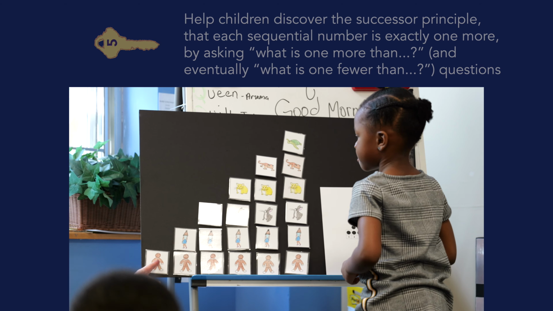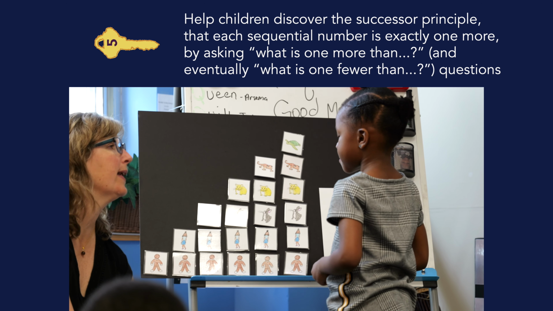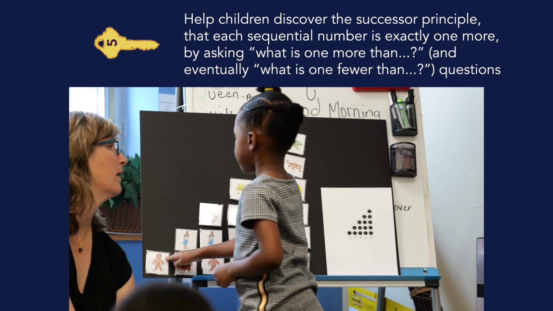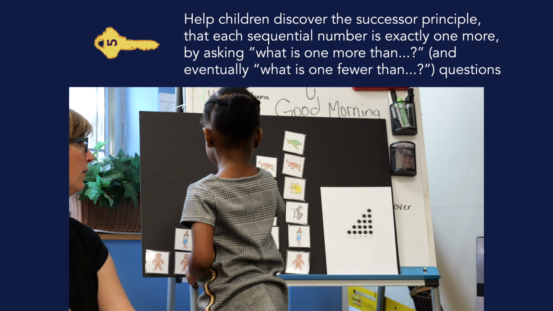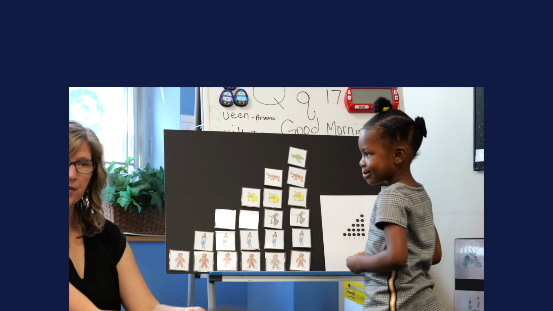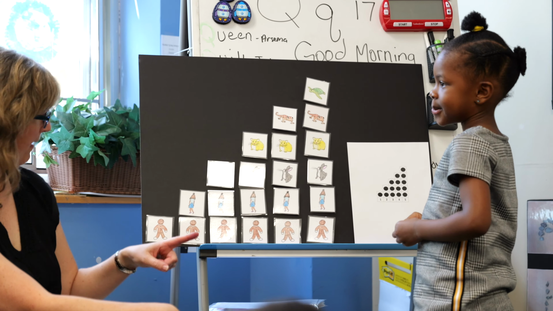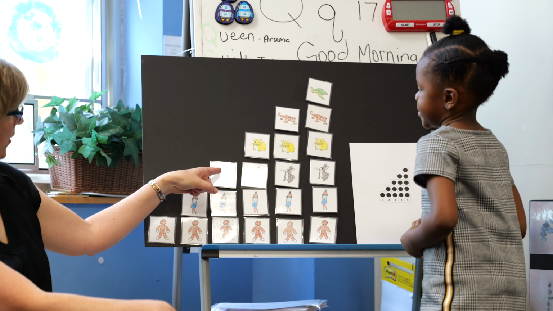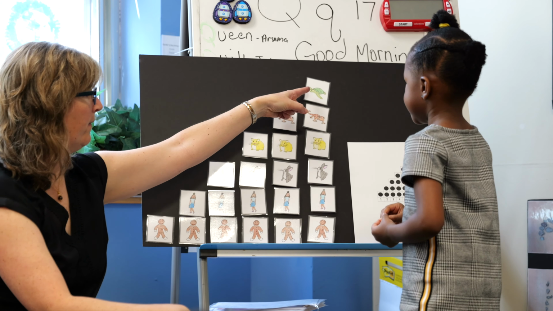Yeah, and every time you go up, how many are you going up by? 1, 2, 3, 4, 5, 6. She counted for us, and you're right, it was 1 more every time. 1, 2, 3, 4, 5, 6.